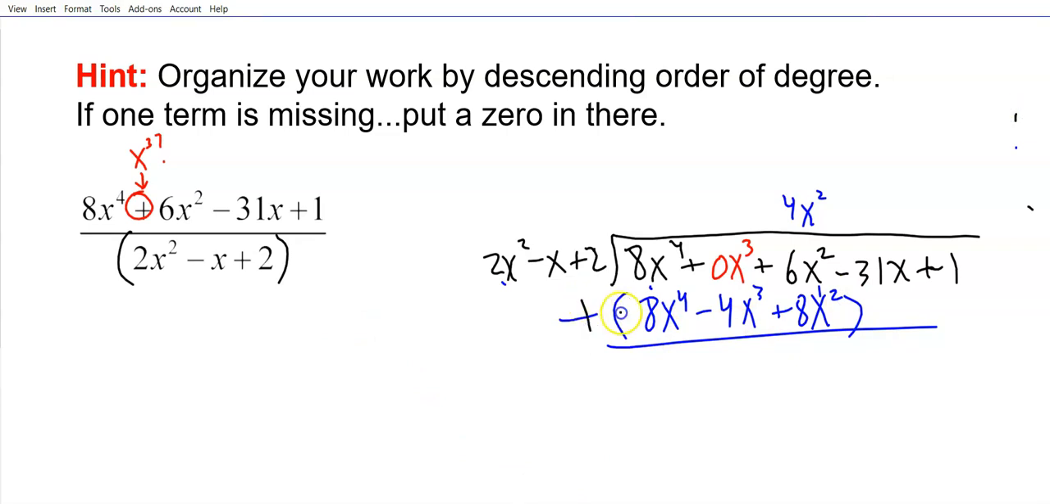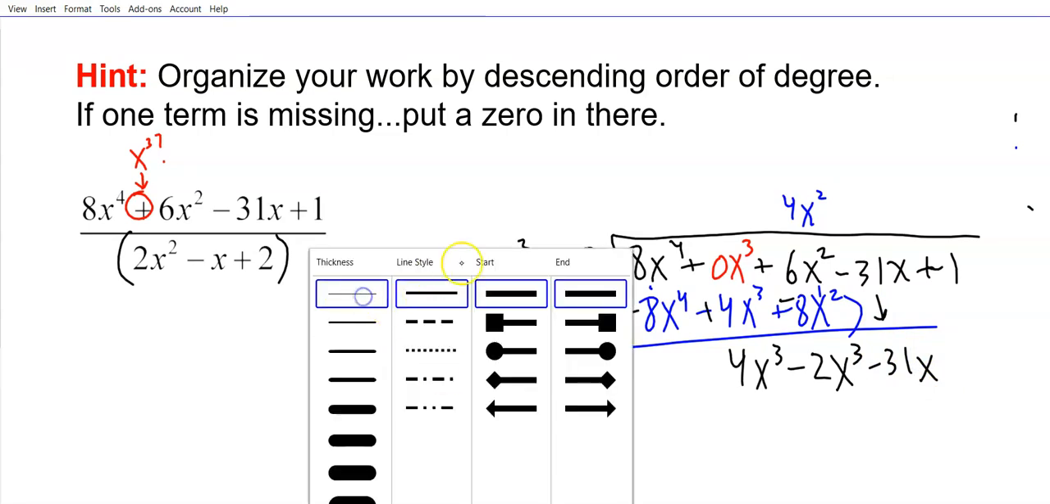So I get negative, positive, negative. Okay, so I'm adding 0x cubed plus 4x cubed. It's 4x cubed. So this is where it really comes in handy to have that x cubed column, because otherwise I might mistakenly add up the x squared with the x cubed or something. Minus 2x squared. Bring down the next term, minus 31x.